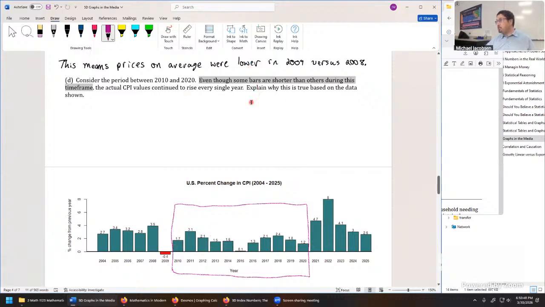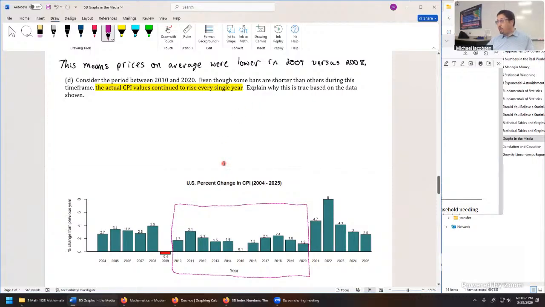So even though some of the bars are shorter than others during this time frame, the actual CPI values continue to rise every single year. And that'd be true even if we went up to 2025. So this question might feel kind of redundant, but it's a good one to take another separate look into. Explain why this is true based on the data shown. The actual CPI values were rising every single year.